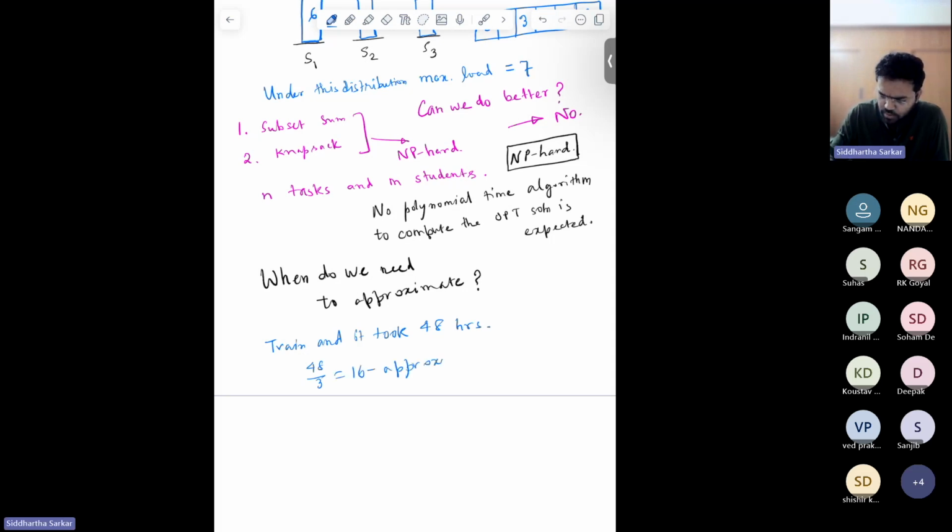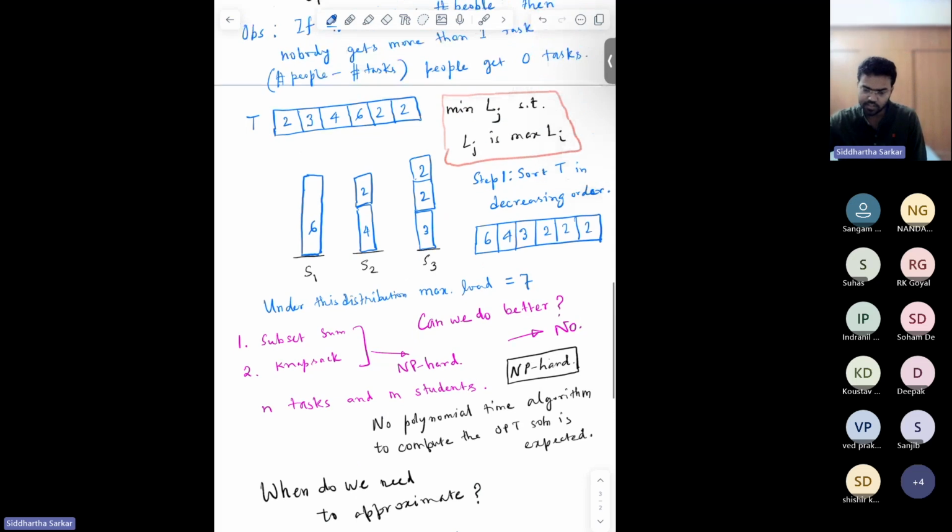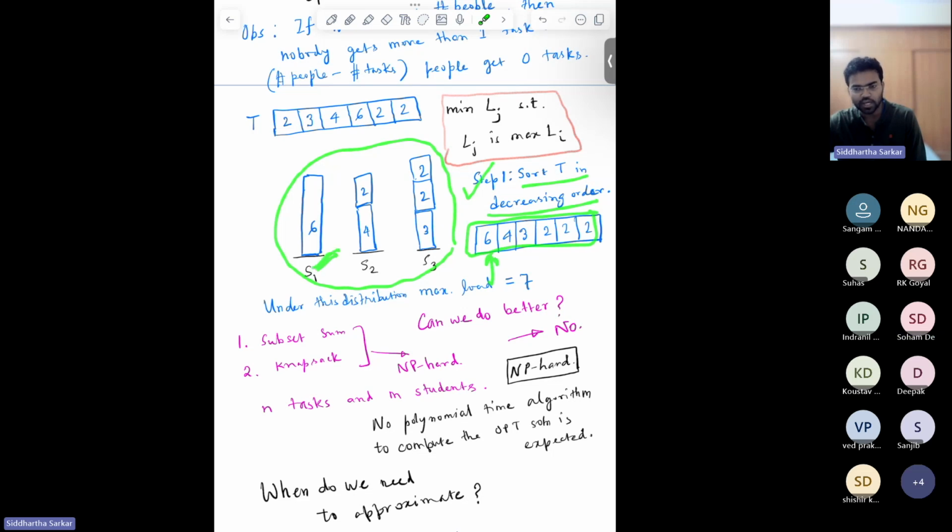So we want to be able to say something like this: we have this algorithm which Suhas, I think, has suggested, that we will first sort the times in decreasing order, and then we will maximize welfare by giving the next task at hand to the person who has the least load at that time. So the first step is sorting, the second step is welfare maximization.